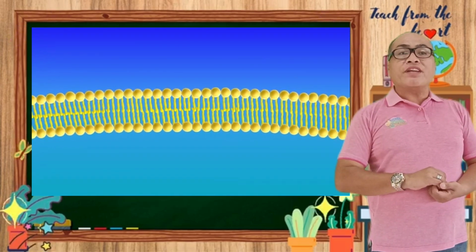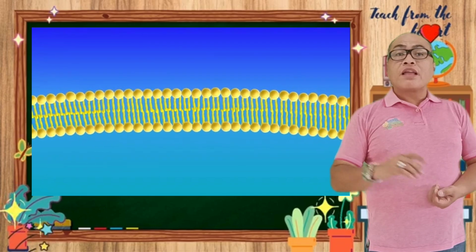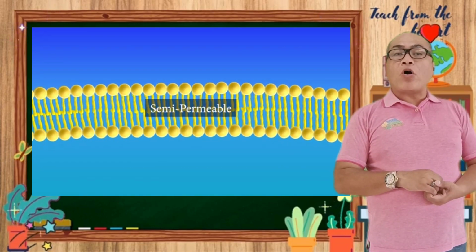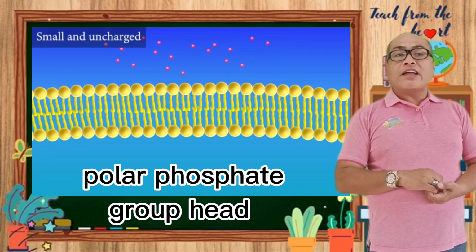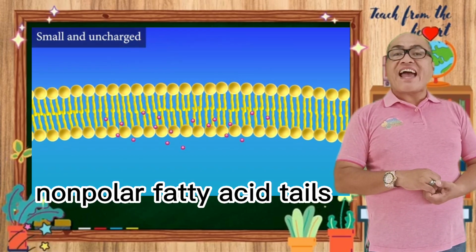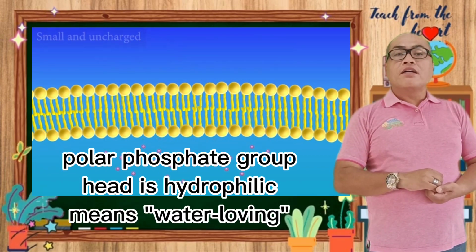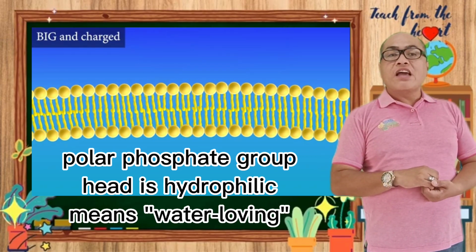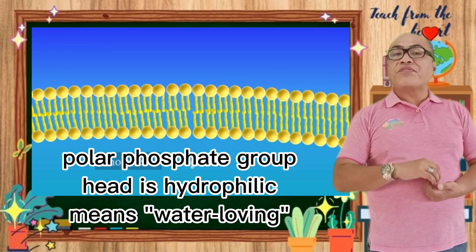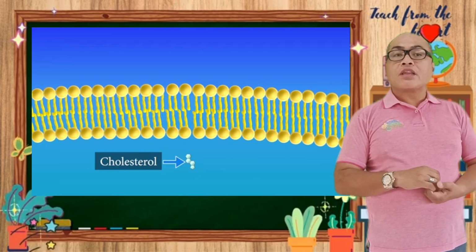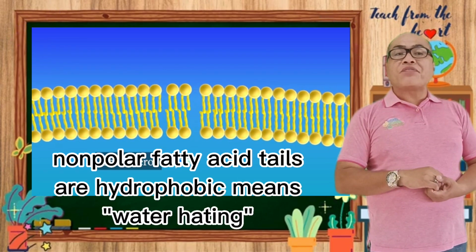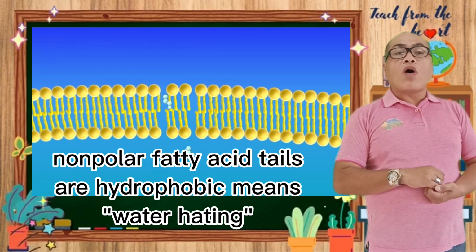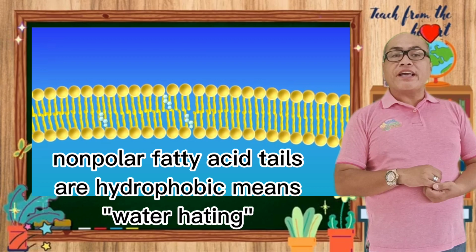Phospholipids are the main component of the cell membrane. These are lipid molecules made up of a polar phosphate group head and two nonpolar fatty acid tails. The polar phosphate group head is hydrophilic, which means water-loving or attractive, while nonpolar fatty acid tails are hydrophobic, which means water-hating or it repels.